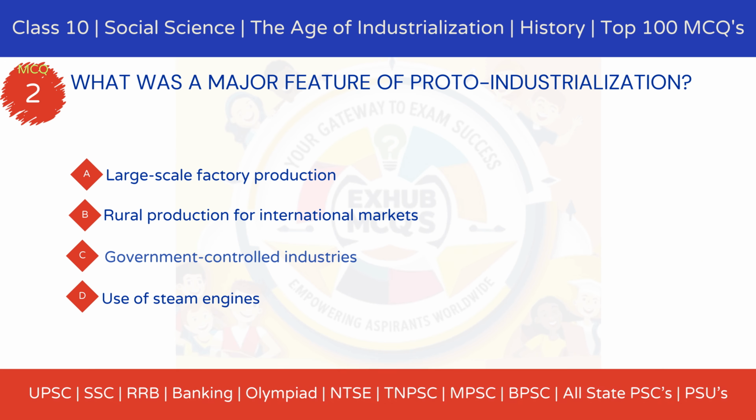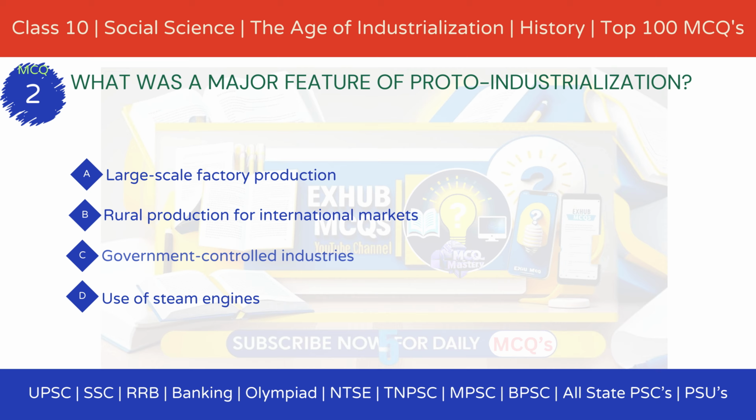MCQ 2. What was a major feature of proto-industrialization? Option A, large-scale factory production. Option B, rural production for international markets. Option C, government-controlled industries. Option D, use of steam engines.